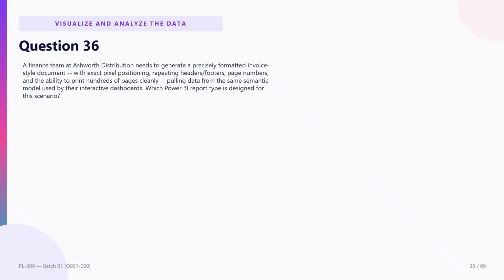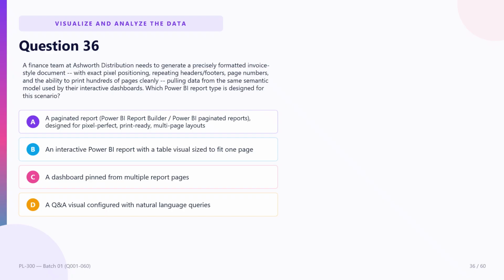Question 36. Visualize and analyze the data. A finance team at Ashworth Distribution needs to generate a precisely formatted invoice-style document with exact pixel positioning, repeating headers, footers, and page numbers, and the ability to print hundreds of pages cleanly, pulling data from the same semantic model used by their interactive dashboards. Which Power BI report type is designed for this scenario?